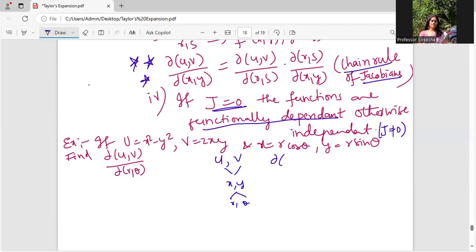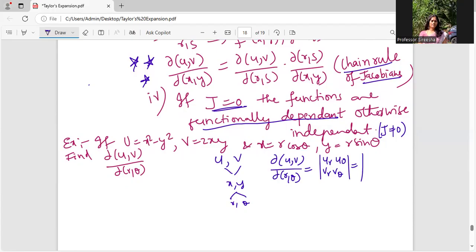That is, u and v with respect to r and theta, I'll find out. R and theta, I'll find out with respect to x and y. Just multiply both of them together. So what I'll be getting is u r, u theta, v r, v theta. U with respect to r.